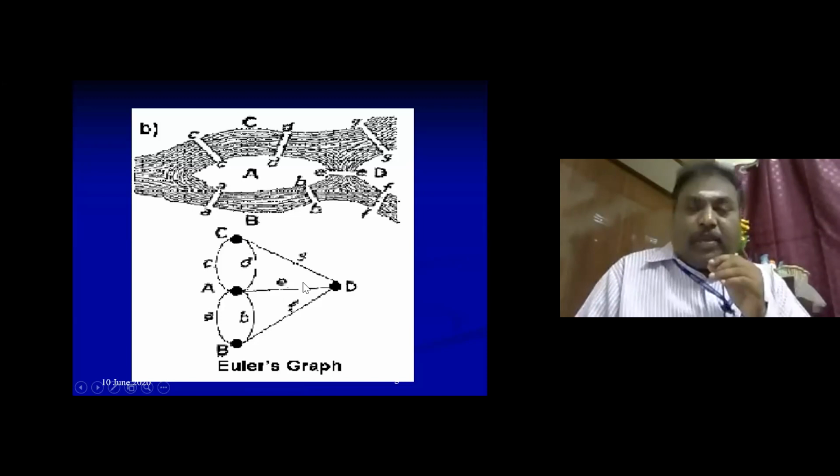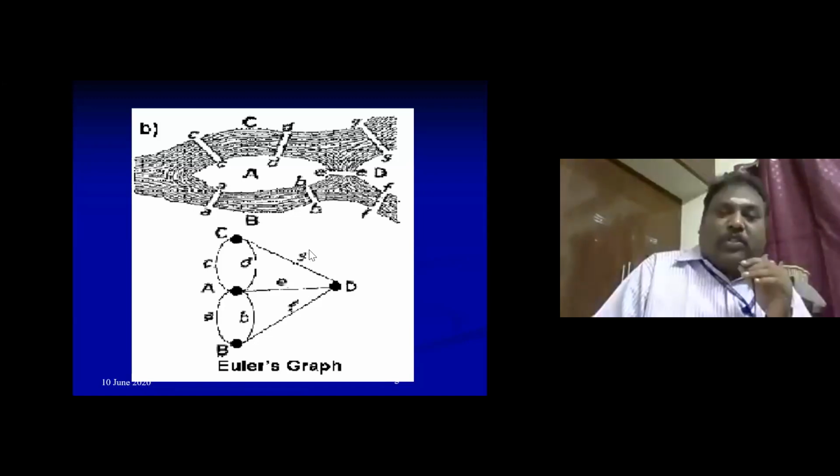Think of going home: when you go out of the home, you have to come back to your home. So the contribution to the degree is 2. Every time you go outside and come back, the degree contribution is 2, an even number. But look at the situation in this graph, all the vertices have odd degree. So it is not possible to come back again. So Euler broke it and said, no, it's not possible to do this job.